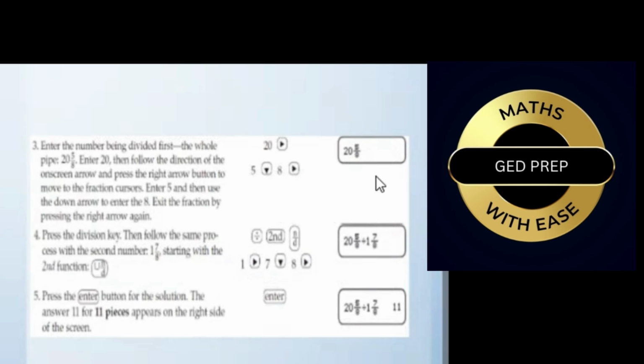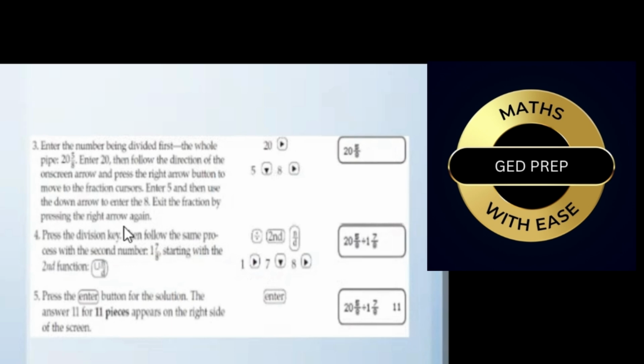Remember in the previous example, when we just wanted to reduce a fraction to its lowest term, or we wanted to reduce a top-heavy fraction to a mixed fraction, all we had to do was enter 5. We pressed the fraction key, we put in 5, we put in our denominator, which is 2, and then we pressed enter. There was no need for any additional operation. And we got our answer. In this instance, you have to press the division key because you're dividing two mixed fractions.